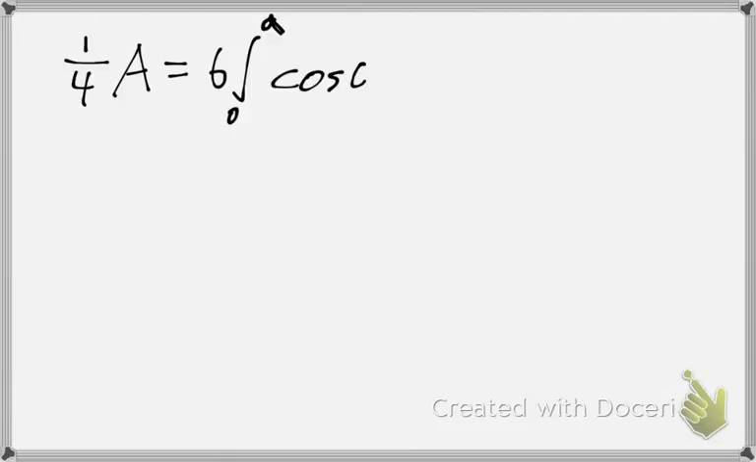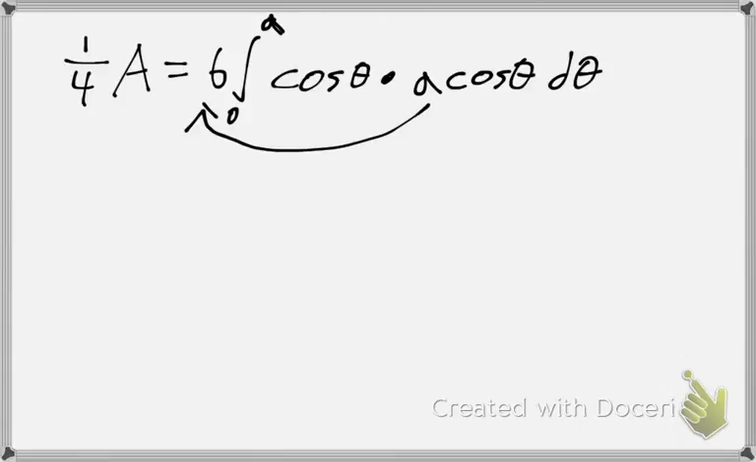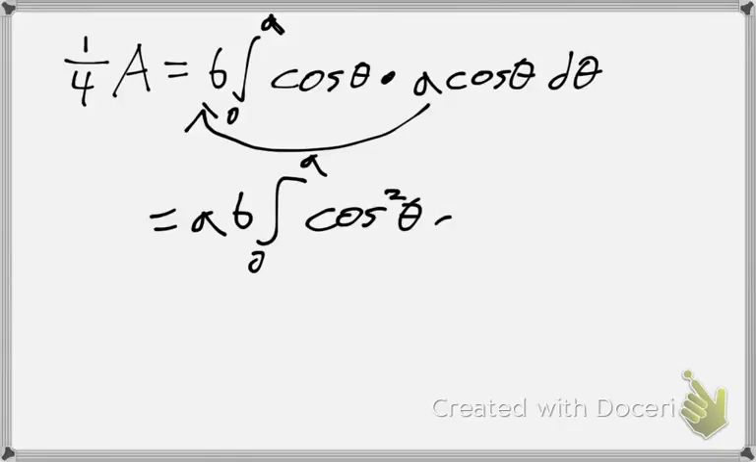So 1/4 of the area is equal to b integral 0 to a. And so now we'll swap in the values right now. So cosine theta times the value that we have substituted for dx, which is a cosine theta d theta, and a is just a constant, so we'll move it over here so that it's ab integral 0 to a of cosine squared theta d theta.